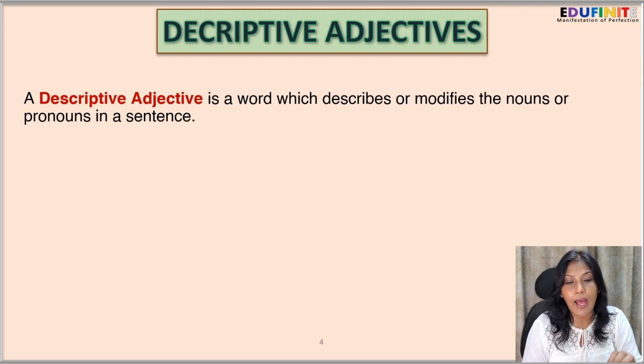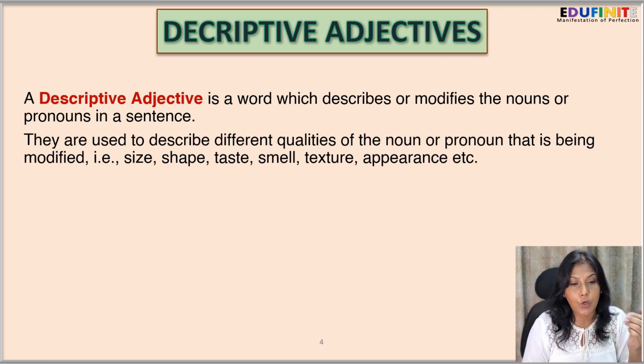Next, we'll know the details of what descriptive adjectives are. Now, a descriptive adjective is a word which describes or modifies the nouns or pronouns in a sentence. Now, what do they describe? They are used to describe different qualities of the noun or pronoun that is being modified, that is size, shape, taste, smell, texture, appearance, etc. So these are the things that a descriptive adjective describes about a noun or a pronoun of a sentence.